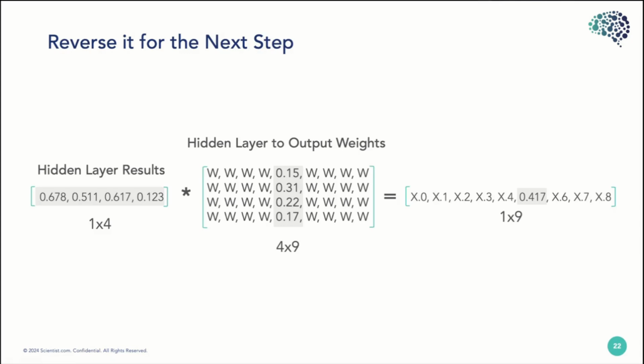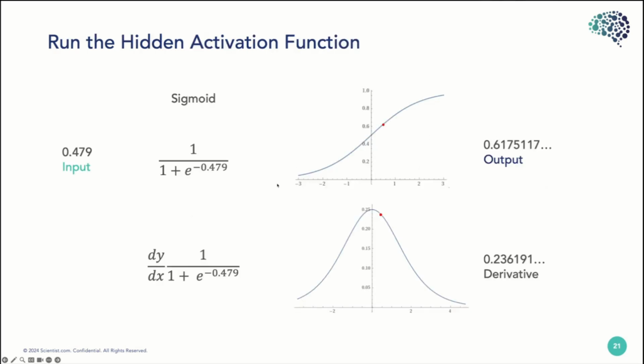Okay, now we have to reverse it for our next step. So now in the first step, we went from 9 input nodes down to 4 nodes in our hidden layer. Now we're going from 4 nodes in our hidden layer out to 9 nodes in our output layer. So the math is exactly the same, but the dimensions have changed, right? So this vector here is going to be the output of the activation function from our hidden node. And we see here our third node is 0.617, which is right here.